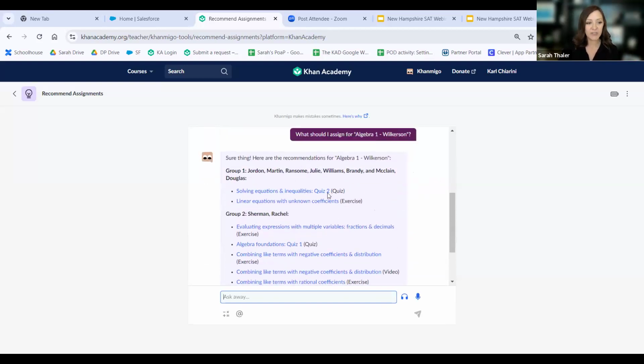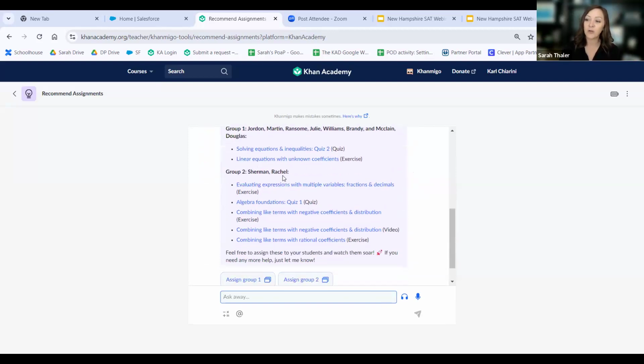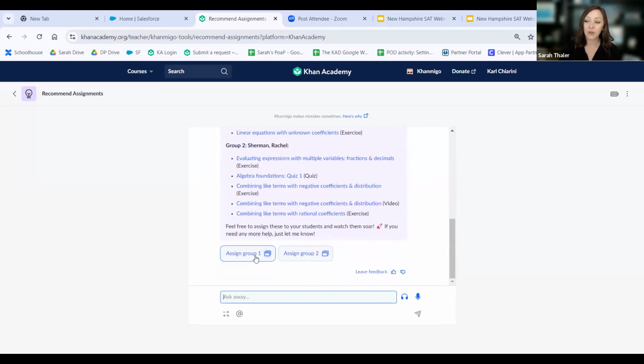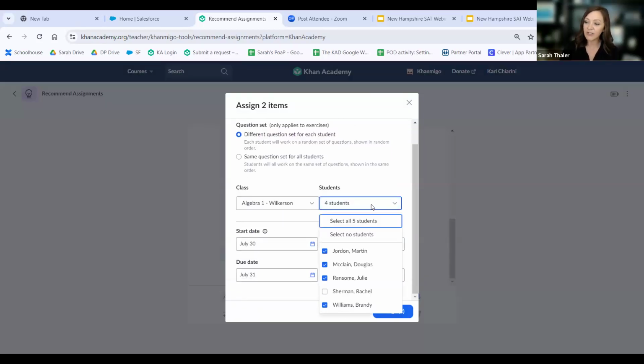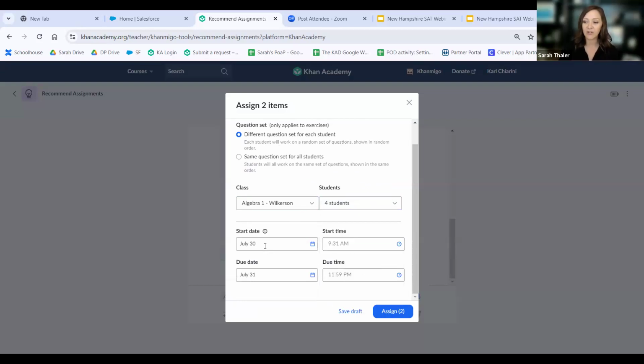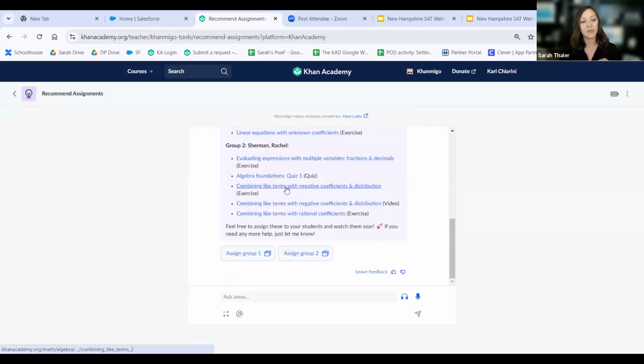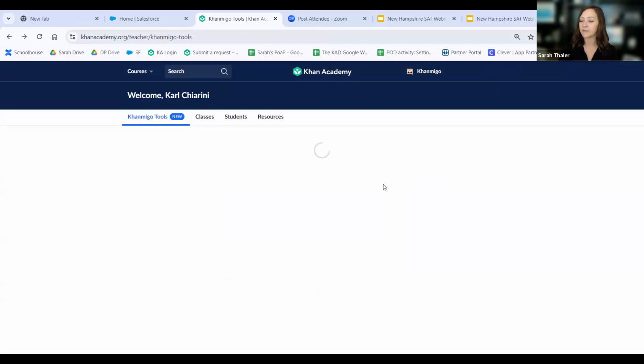As you see, it groups the students. So you've got Martin, Julie, Brandy, and Douglas. Here are two particular activities that they should work on. And then here's group 2. Rachel just has these things. So right from Khanmigo, I can assign those items. I can assign to all students, or if I just decide I want to assign all of them, I can. You can give start dates, due dates, times, but it's really, again, focused on what that group of students has been doing within that particular course. So I love the recommend assignments piece.